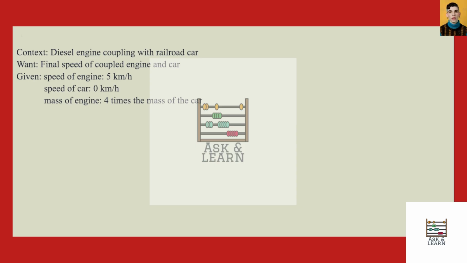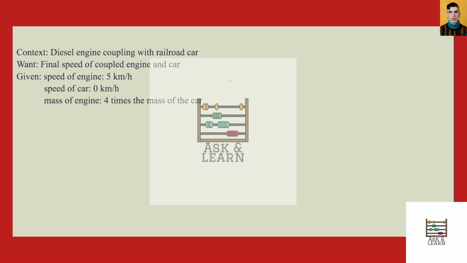So here in this problem, we're going to have a diesel engine coupling with a railroad cart. And we have the speed of the engine, which is 5 kilometers per hour. And the car is at rest, 0 kilometers per hour. And we're also given that the mass of the engine is 4 times the mass of the car. And we want to calculate what is the final speed of the coupled engine and car.